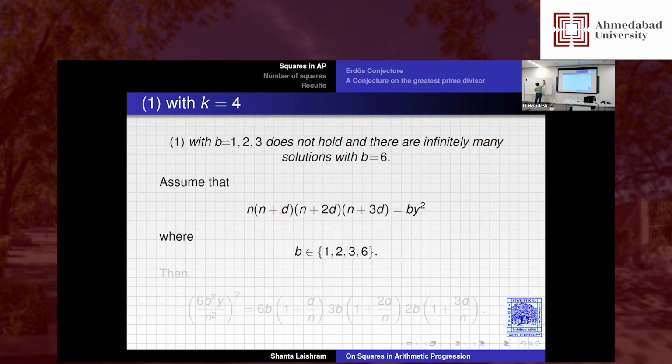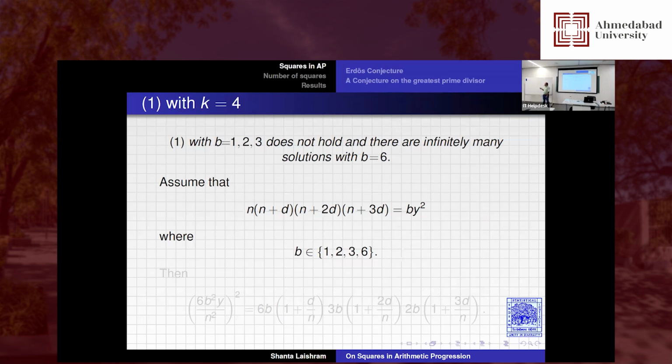So largest prime factor, P of b, less than or equal to k. This is the equation we're considering. When k is 4, you are looking at n(n+d)(n+2d)(n+3d) equal to b y squared, where b is a square-free number whose largest prime factor is less than or equal to 4. Primes less than or equal to 4 are 2 and 3. So numbers which are square-free composed of 2 and 3 are either 1, 2, 3 or 6.